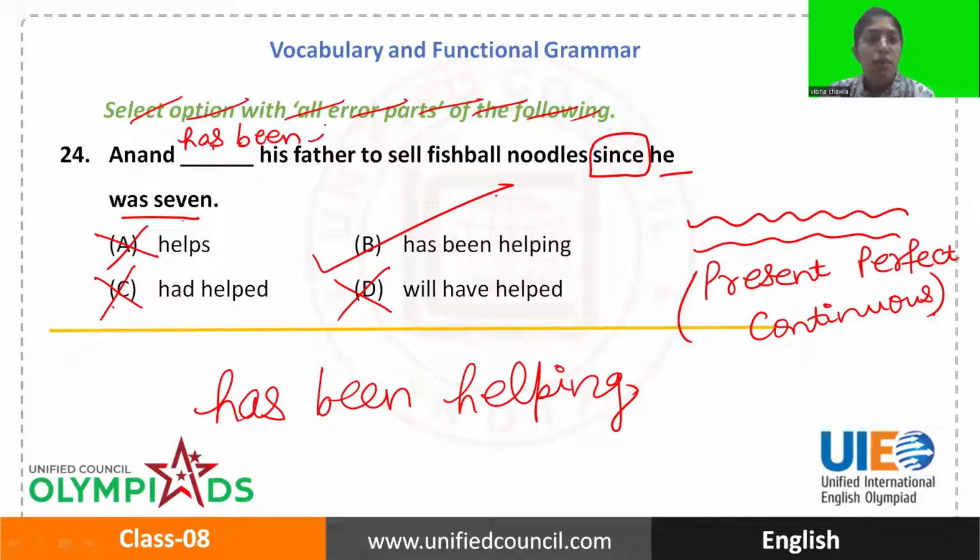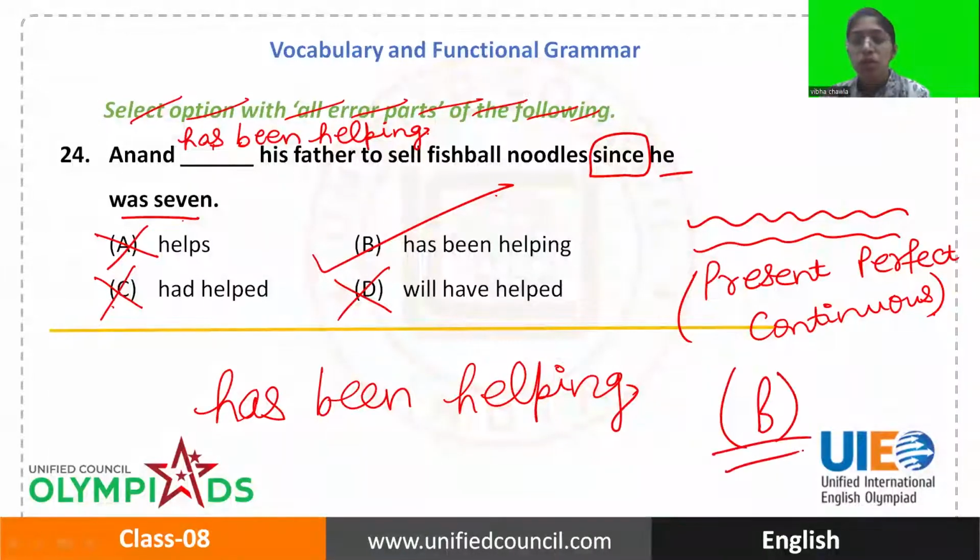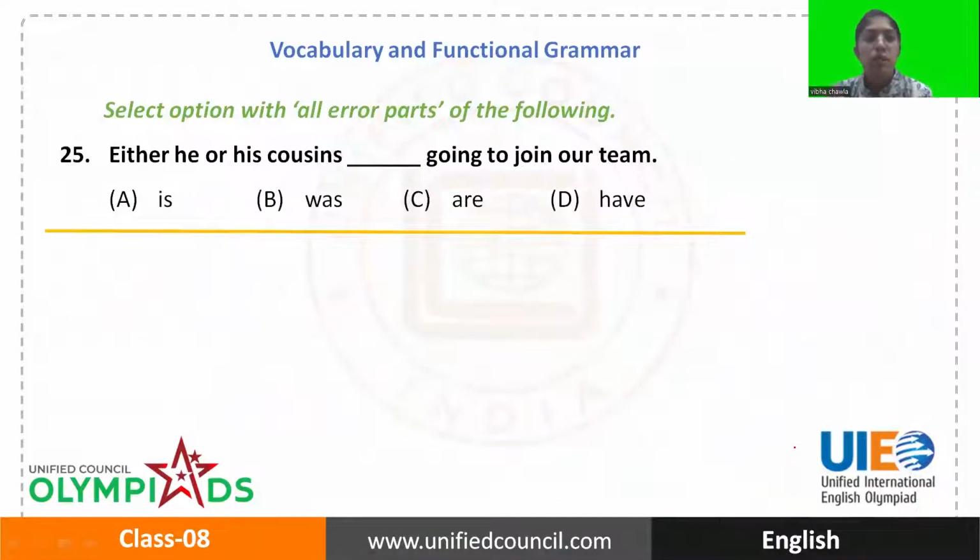Anand has been helping his father to sell fishball noodles since he was 7. It's option B. Then we have the next one, question number 25.